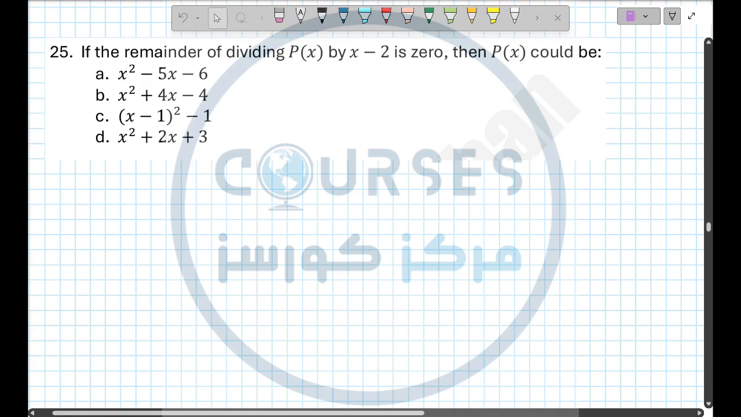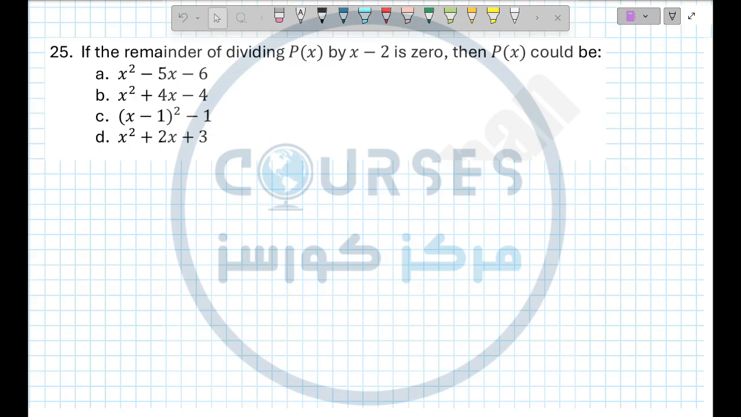Okay. If the remainder of dividing p of x by x minus 2 is 0, then p of x could be. What does that mean? The remainder is 0. What does it mean? It means that this is one of the factors. The factor. Okay, so that's the catch. x minus 2 is one of the factors. So let's just factor everything that we have, and x minus 2 should be a factor.